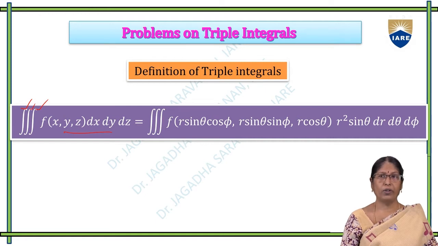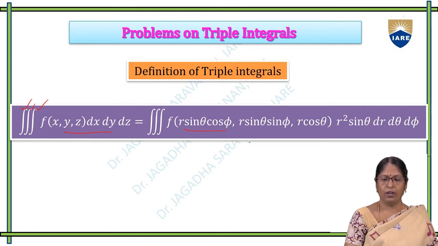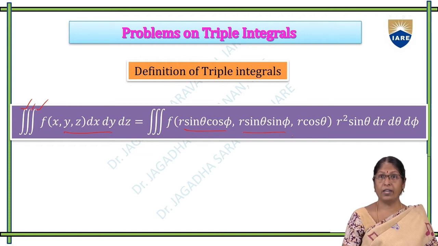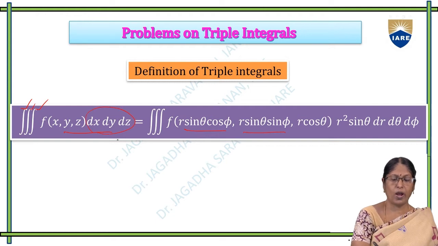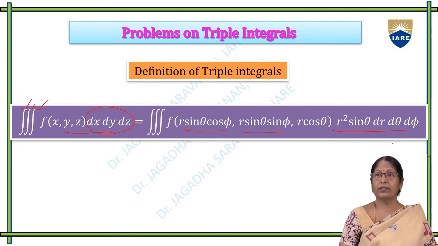The problem which we are going to discuss is in Cartesian form, and to evaluate the integral we are going to convert it into polar form. So we take x = r sin theta cos phi, y = r sin theta sin phi, and z = r cos theta, and dx dy dz using the Jacobian becomes r squared sin theta dr d theta d phi. This is the formula for triple integrals.